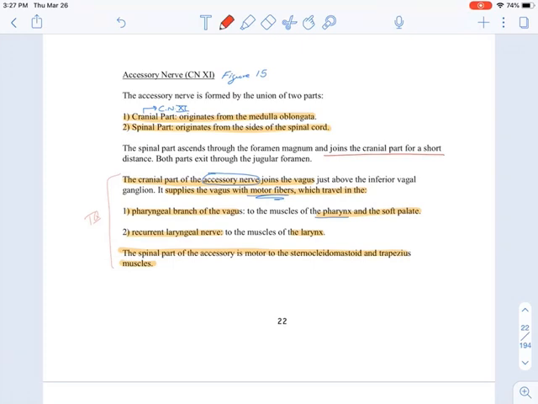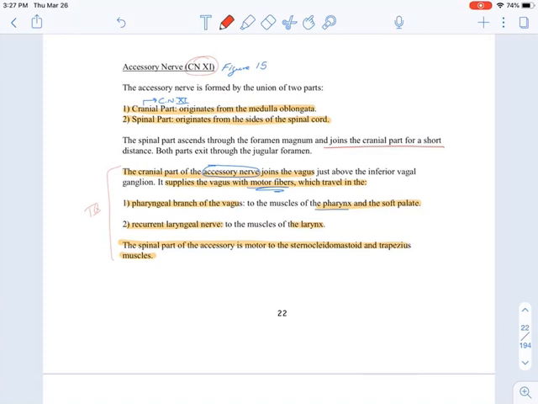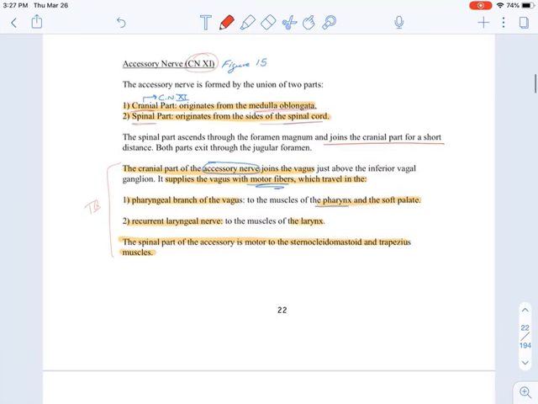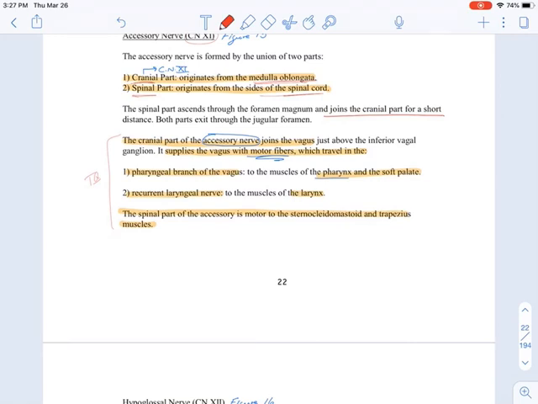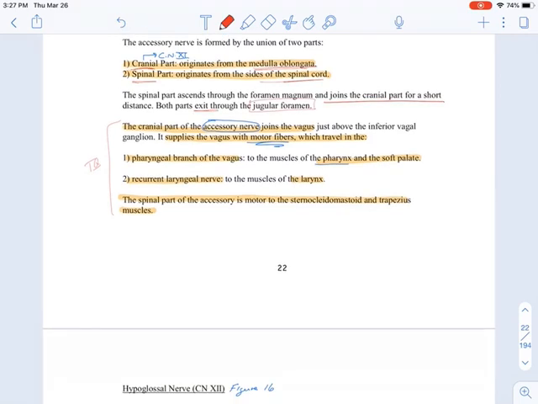Now we're on to our accessory nerve, otherwise known as cranial nerve 11. We have a cranial part and a spinal part. So that cranial part is going to come from the medulla oblongata, but the spinal part is coming out from the sides of the spinal cord. They're both going to have the same exit though, jugular foramen.